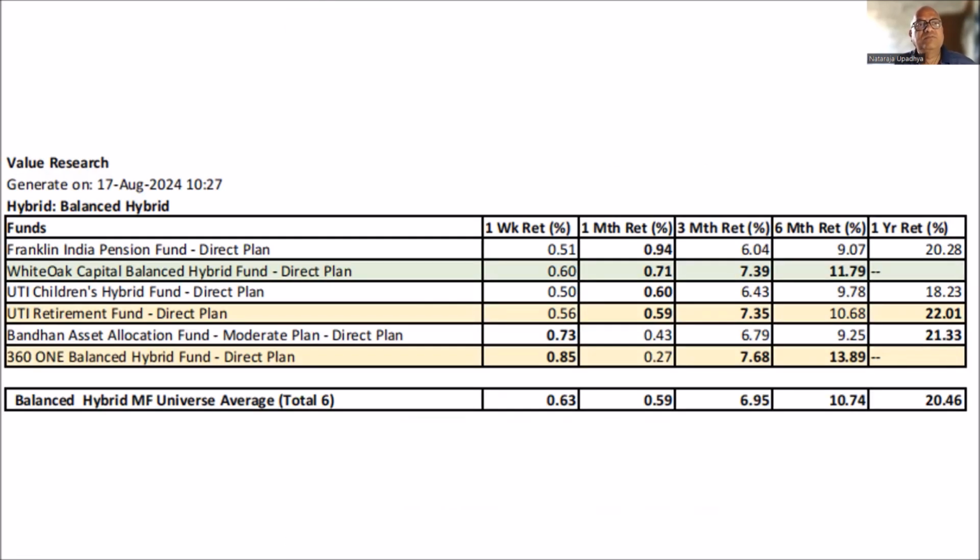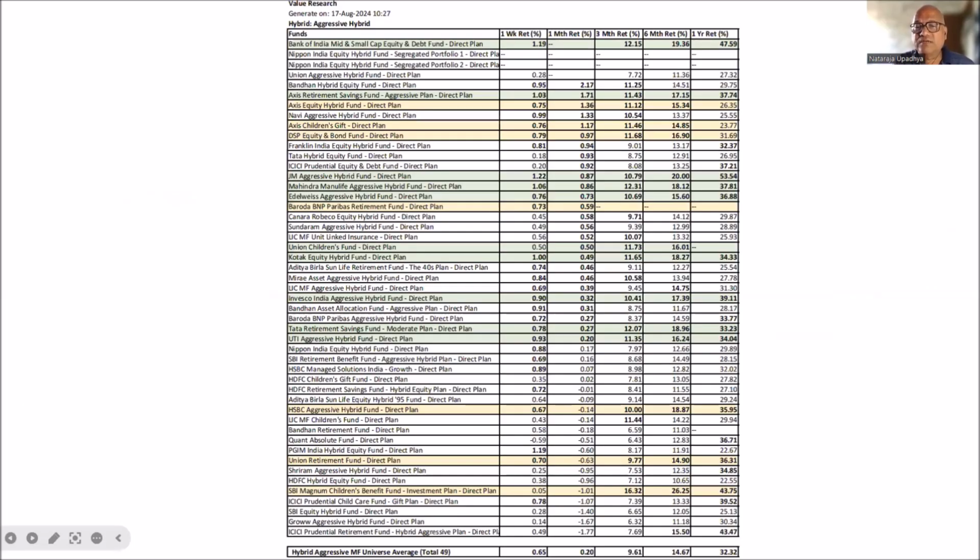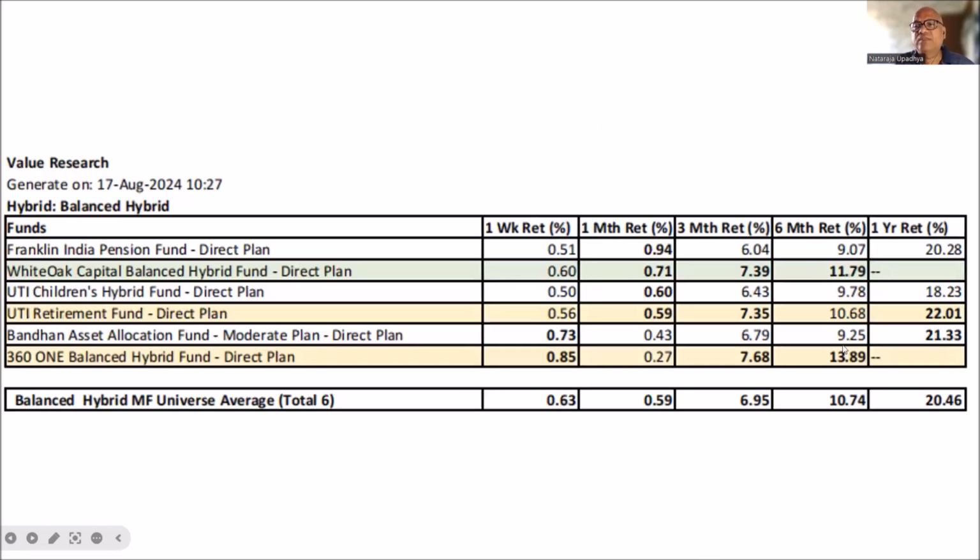Next, we are moving to balanced hybrid funds, right? In balanced hybrid funds, there are only 6 balanced hybrid funds and their returns are way subdued compared to aggressive funds. Let us look at the annual return: aggressive funds are 32.32% on average, whereas the balanced hybrid funds are only 20.46%. Again, many people are happy with this.